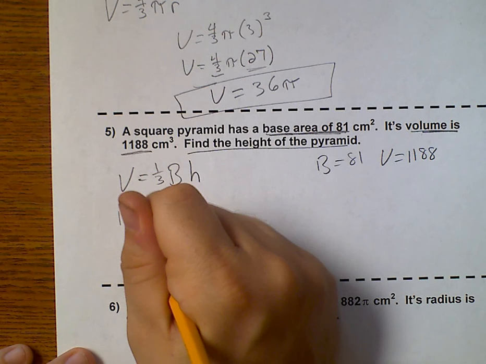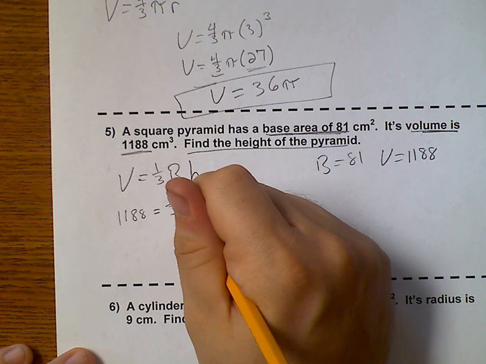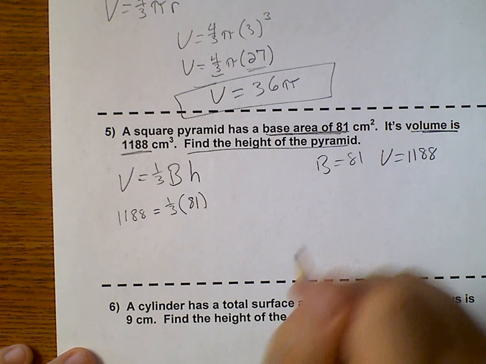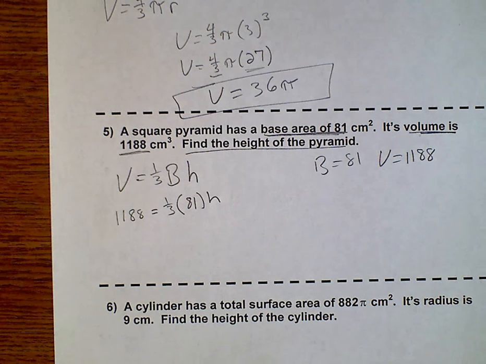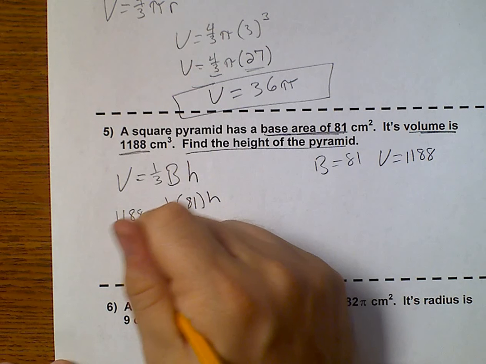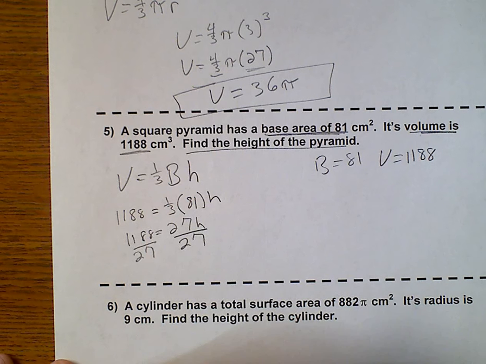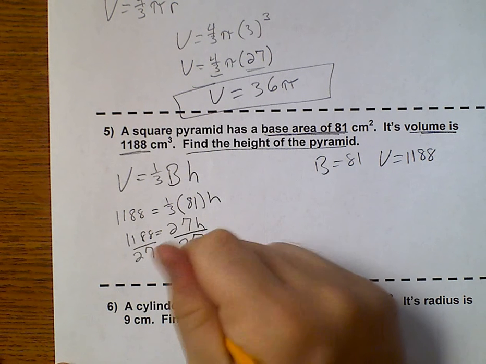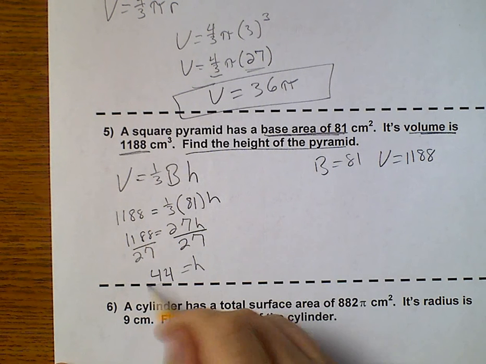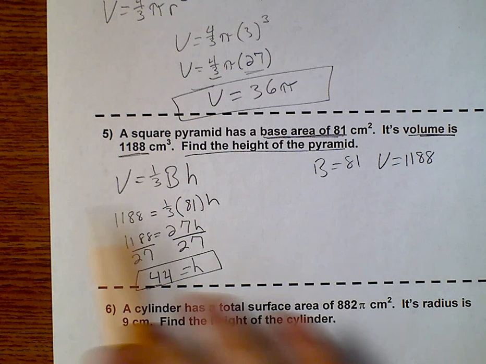1188 equals 1/3 times 81 h. And now we just solve for h. 1/3 of 81 is 27, so 1188 equals 27h. Divide both sides by 27, and we get that h equals 44. Here, it's quite simple. We knew everything, so we plugged it in and solved for the unknown.